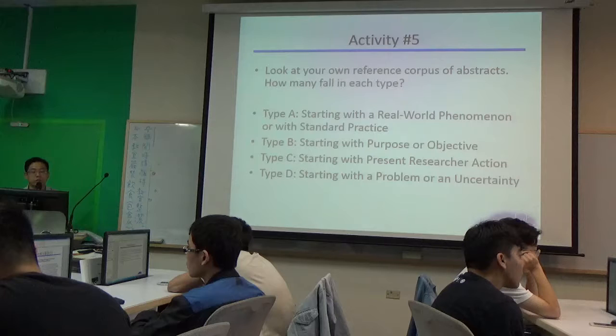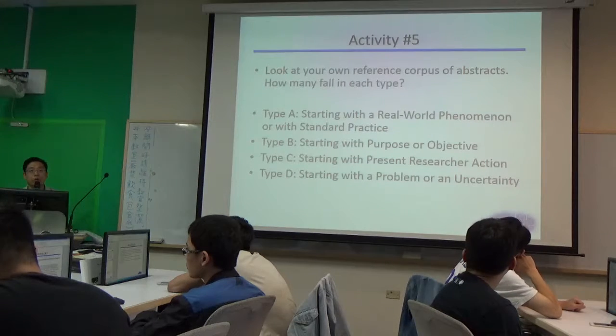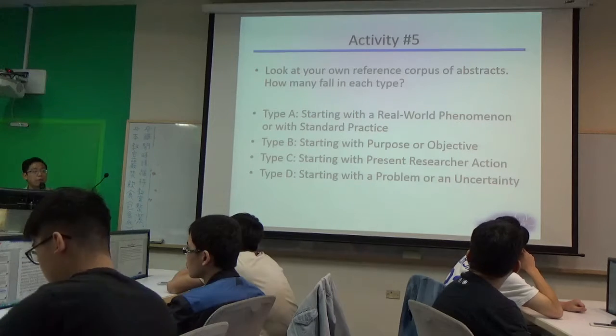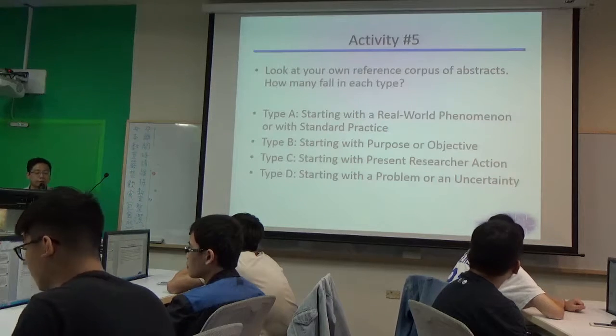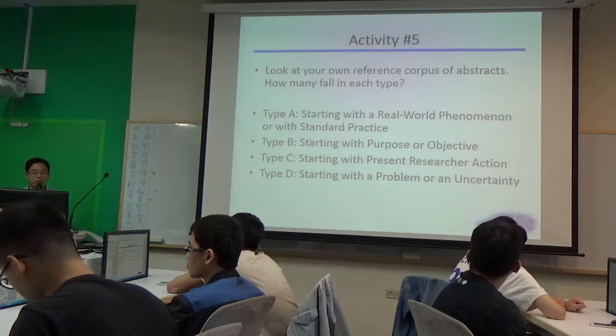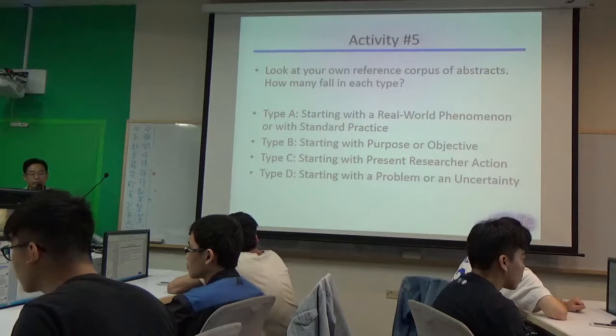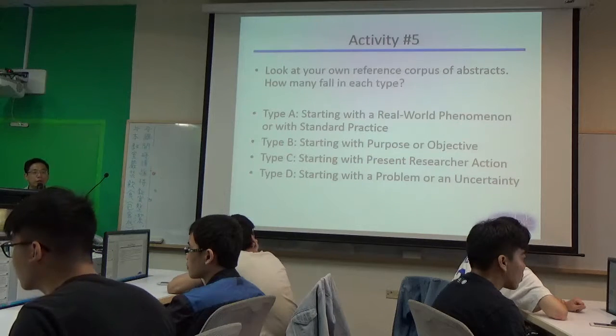Just give me one example for each type, okay? One example, each group for each type. But if there is no answer, you cannot find it, just write down NA, not available, that's fine. Okay.